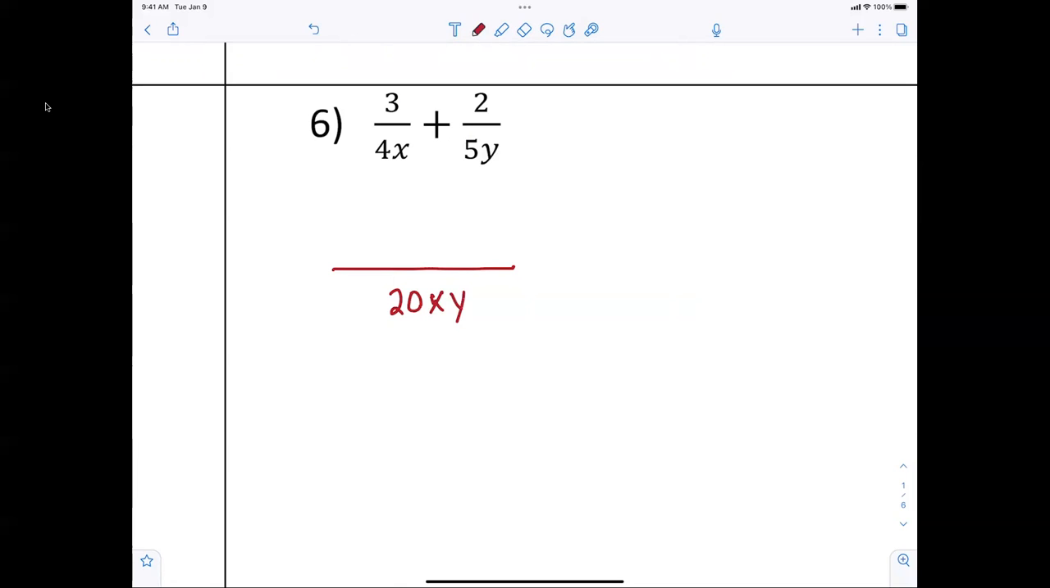So now you look at the first fraction, you say, what's missing? A 5y. So I multiply the first fraction by 5y. Now, what do I multiply the second fraction by? 4x. So the first numerator is going to be what? 15y. The second numerator is going to be plus 8x. That's the answer. There's nothing to it at all.